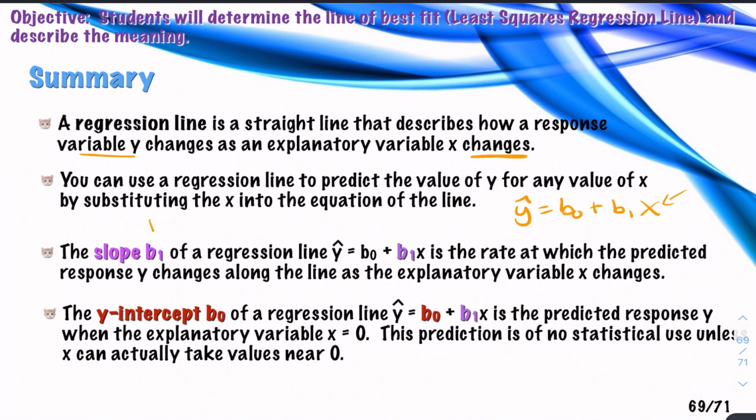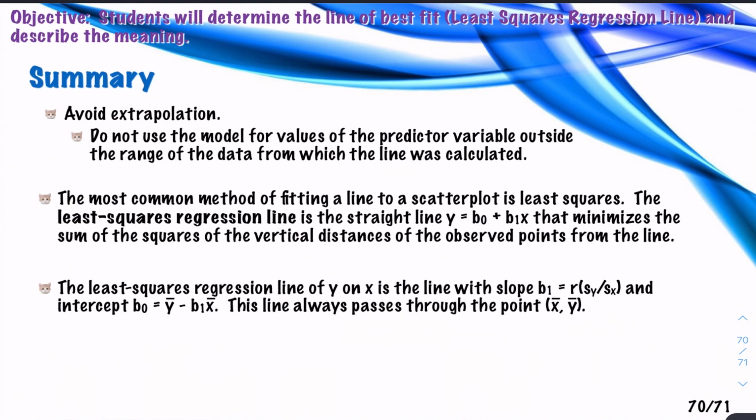The slope, which we are calling b sub 1, of a regression line is the rate at which the predicted response changes along the line as the x variable increases. The y-intercept of a regression line is the predicted response when the explanatory variable is 0. This prediction is of no statistical use unless x can actually take on values near 0. We put that in there to say, like, if we're talking about age, you could technically be 0 age, but if you're looking at what that means when a baby is born and you have a negative number, it maybe does not make a whole lot of sense.